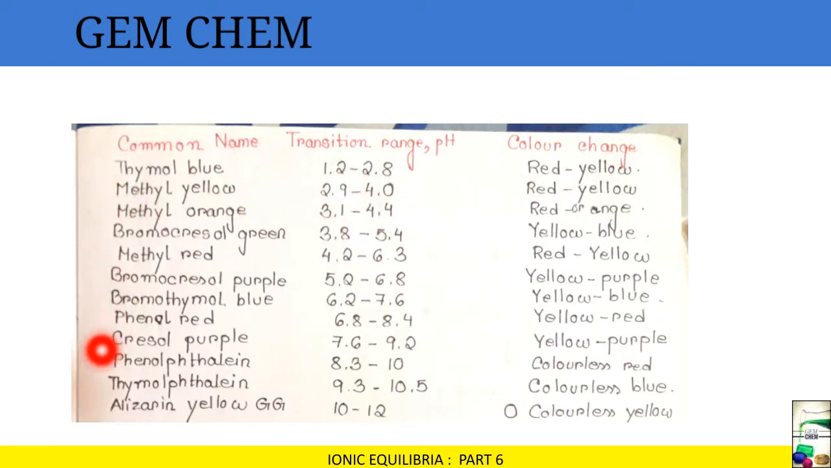So here see there is a list of compounds starting from thymol blue, which has a transition range of 1.2 to 2.8, and the color change is red to yellow. And most common is phenolphthalein, which is 8.3 to 10, colorless to red. So there are so many indicators present which are acid-base indicators and follow this type of mechanism so that colors can be observed. Now using titration we will see the application of acid-base indicator.